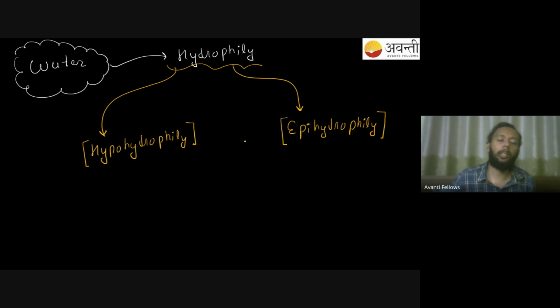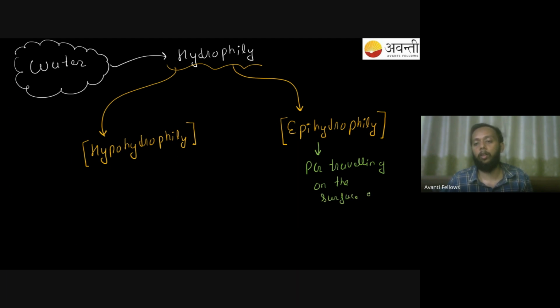Now let's understand what these two terms are. If the pollen grain is traveling on the surface of the water, then that is called epihydrophily. So I write over here, pollen grain is traveling on the surface of water. That is called epihydrophily.